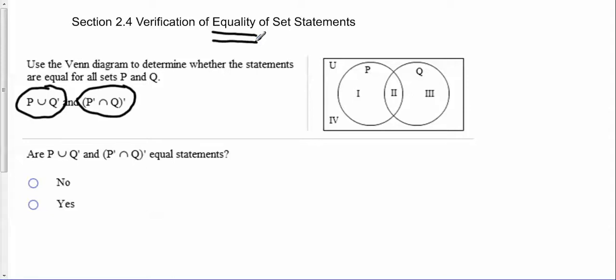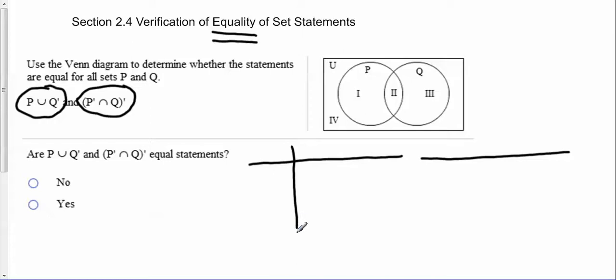So we're going to use a deductive process to determine whether the two set statements are equal. And this is how you should show your work when you're doing your homework, taking a quiz, and taking the test. What we do is we make a chart for each set statement. And you notice we do not have any elements in our set, P and Q, but we have regions that make up the set.